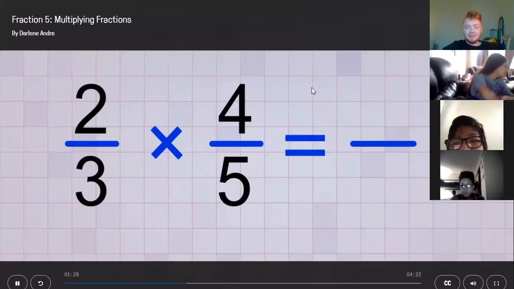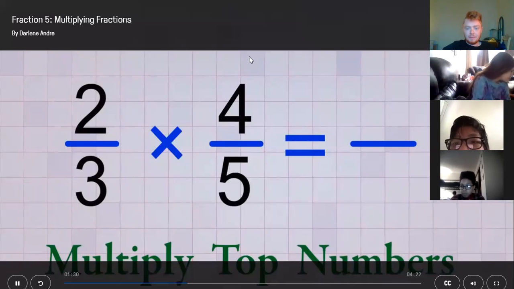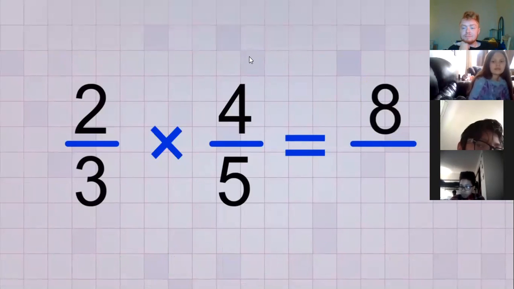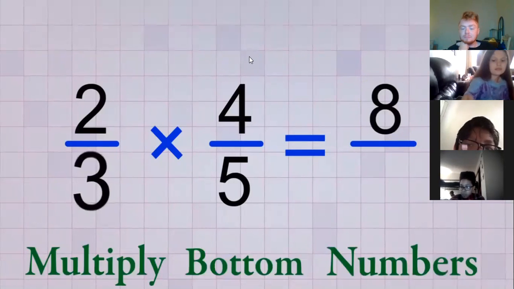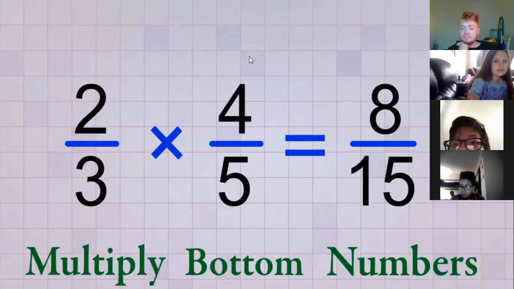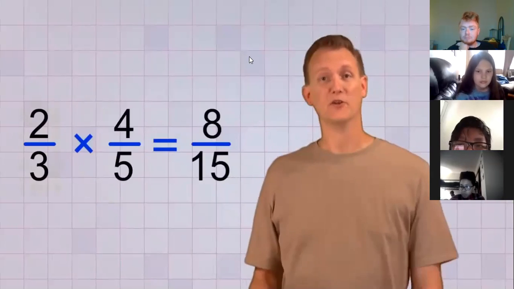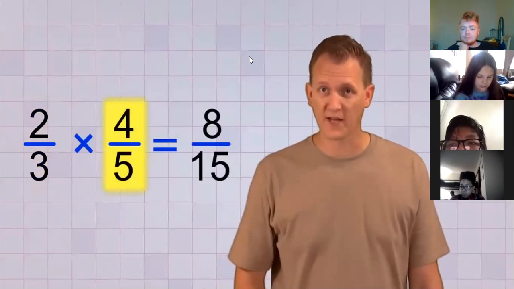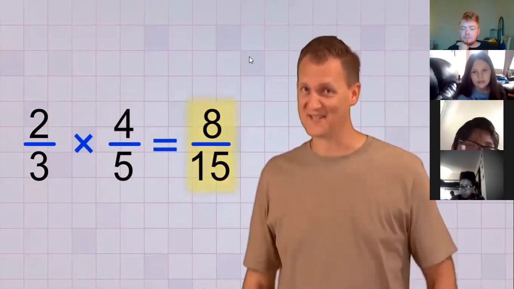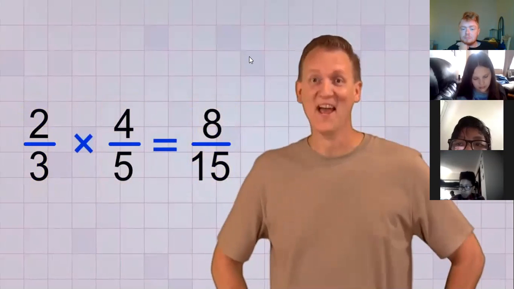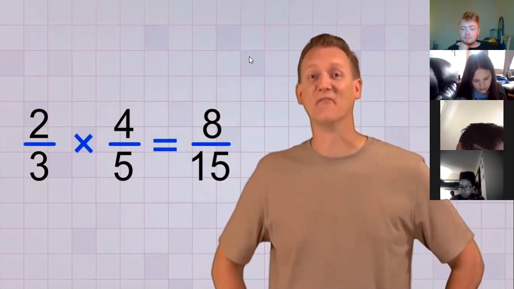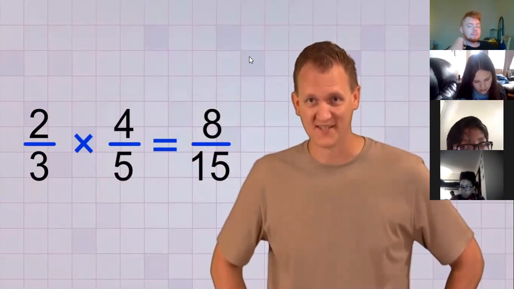Okay, he's got it. Next, we multiply the top numbers. 2 times 4 equals 8, so 8 is the top number of our answer. And last, we multiply the bottom numbers. 3 times 5 equals 15, so 15 is the bottom number of our answer. There we have it. 2 over 3 times 4 over 5 equals 8 over 15. See how easy that was? And fun, too. Even funner than video games.